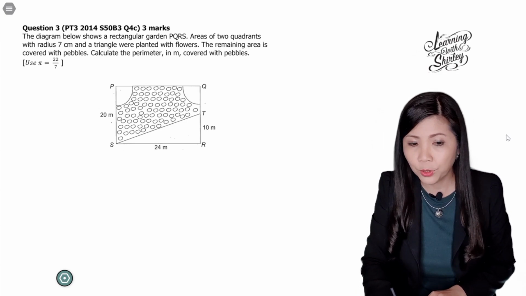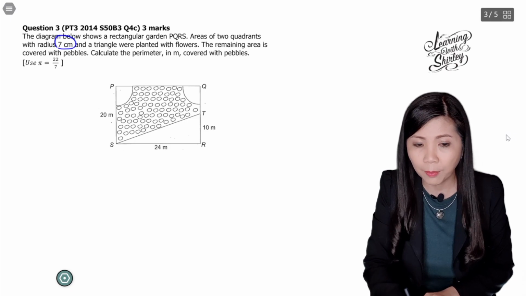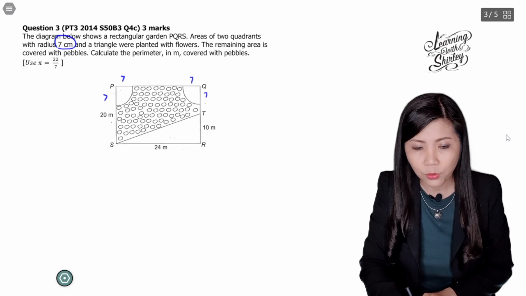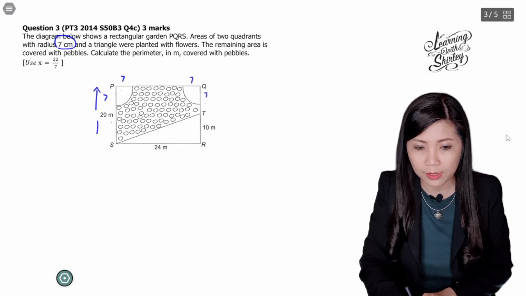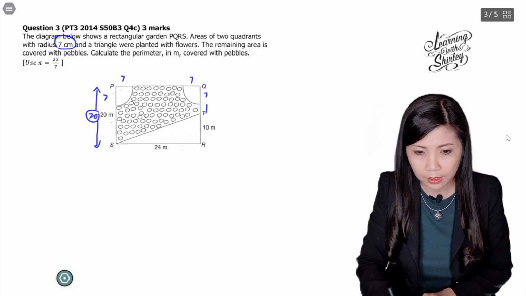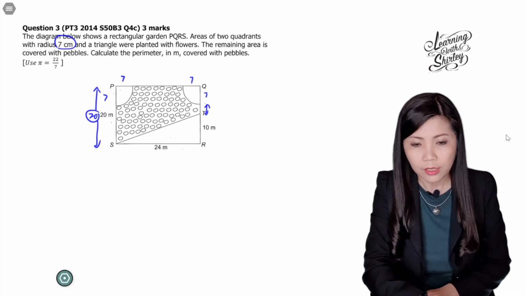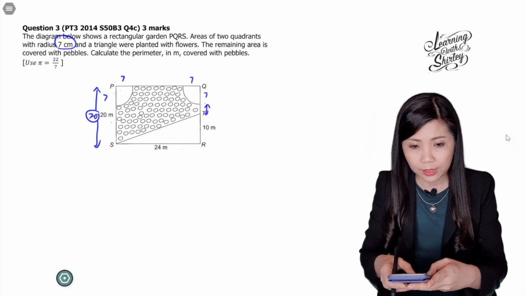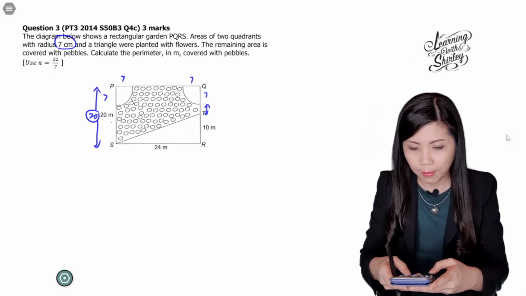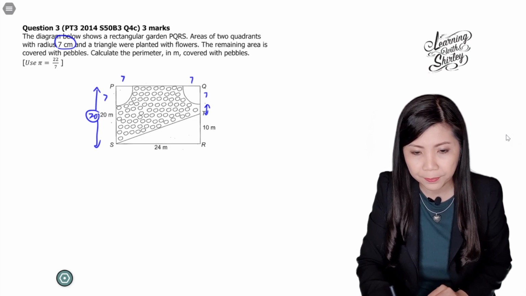Here we have two quadrants which are the same size and the radius is 7 cm. I'm going to label here 7, 7 and here 7, 7. And then this 20 meters is from P to S. In order to find this, I'm going to use 20 minus 7 minus 10. Let's calculate 20 minus 7 and minus 10. So we'll get 3.